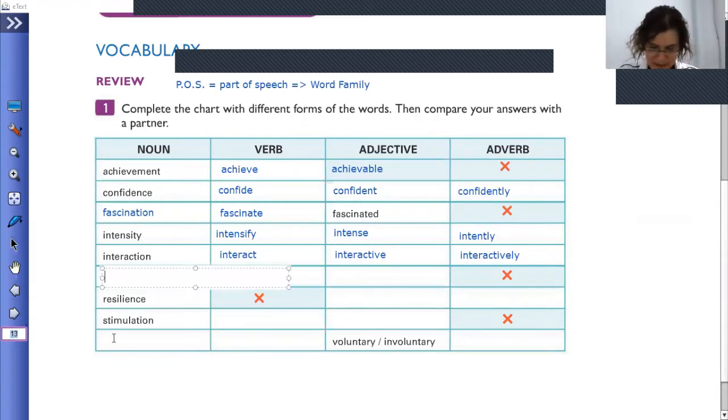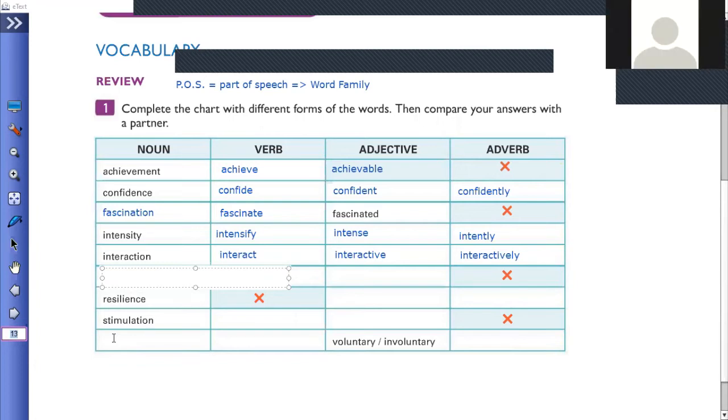I'm not using my plus glasses, so I might see things wrong. Okay, that brings us to maximize. The noun for maximize. Nicole, can you answer that for me? Yes, Miss. What is the noun for maximize?